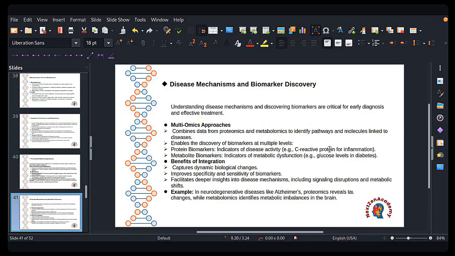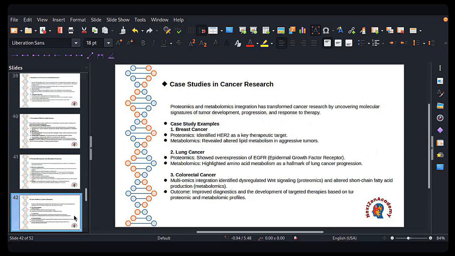Example, C-reactive protein for inflammation, glucose level in diabetes, right? So, benefits of interaction, you can capture dynamic biological changes. Then it improves the specificity and sensitivity of biomarkers, right? Now, there are many case studies in cancer research.